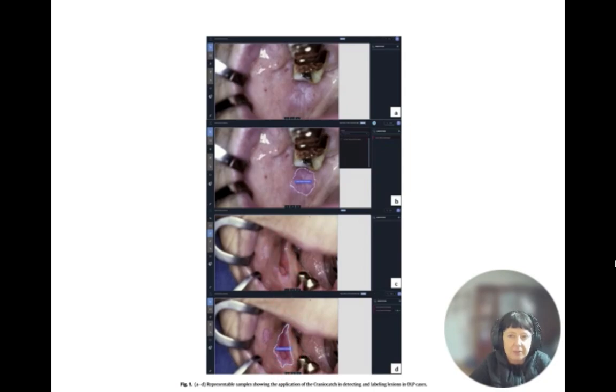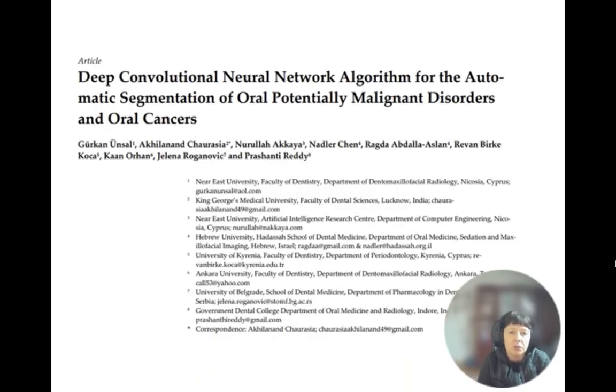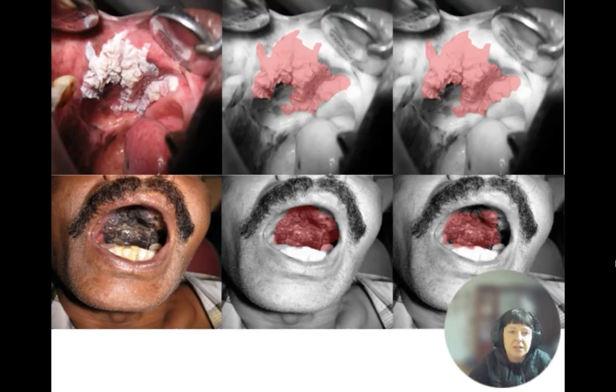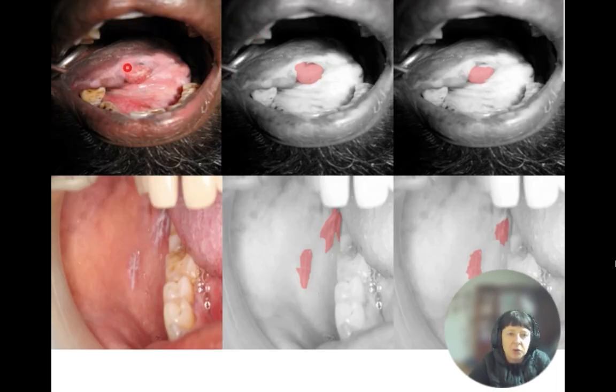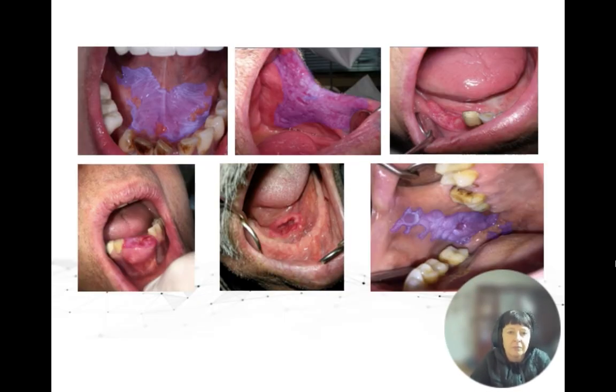Deep convolutional neural network algorithm was also used for automatic segmentation of oral potentially malignant disorders and oral cancers. And this is an example. Of course, this is a pretty easy example because this patient has a massive infiltration by cancer, so it's very easy to detect also by a human. But this serves as a training model for the AI software. But in this case, it's smaller lesions on the tongue and also on buccal mucosa, and the lesions are highlighted by the software. Another example highlighting the extent of the lesions in the oral cavity.